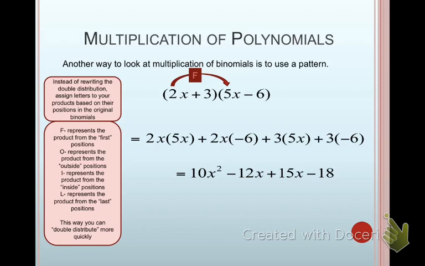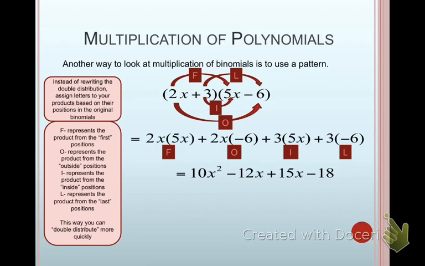Okay, so the first would be 2x times 5x. The outer would be 2x times negative 6. The inner would be 3 times 5x. And the last would be 3 times negative 6.